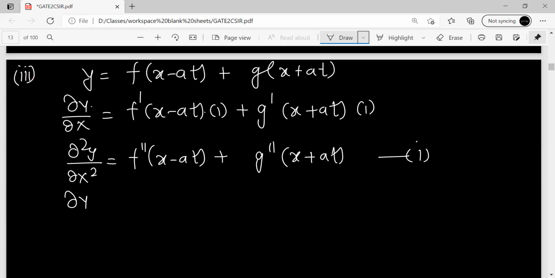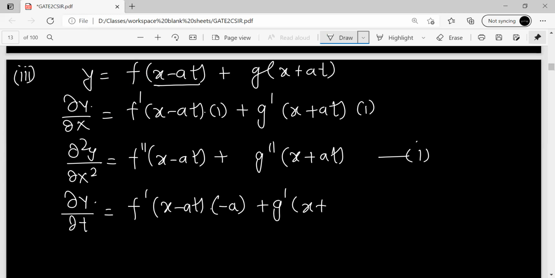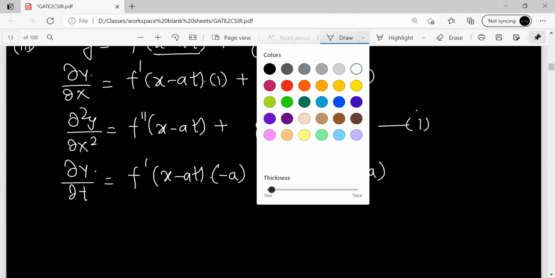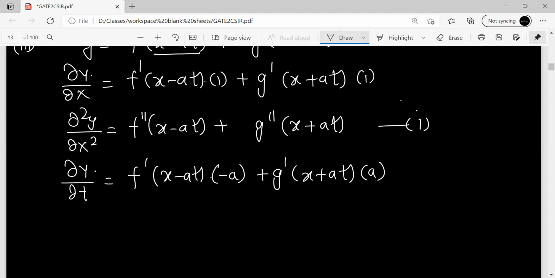I'll differentiate with respect to t. So I'm using the same notation, f dash of x minus at, and since I'm differentiating with respect to t, the derivative of x minus at with respect to t will be minus a, and plus g dash of x plus at, and then the derivative of x plus at is again a. And most of the people even write this, so you don't have to worry about what I have written. Some people write it like this.